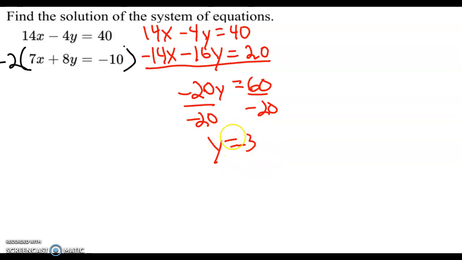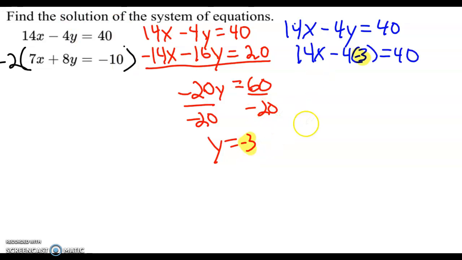So now I'm going to take that negative 3 and plug it in. Again, choose an original equation. I'm going to take that negative 3 and plug it in for y. So now I've got negative 3 in for y. Now I have one variable. I can solve the equation. Okay. Negative times negatives are positive. 4 times 3 is 12.